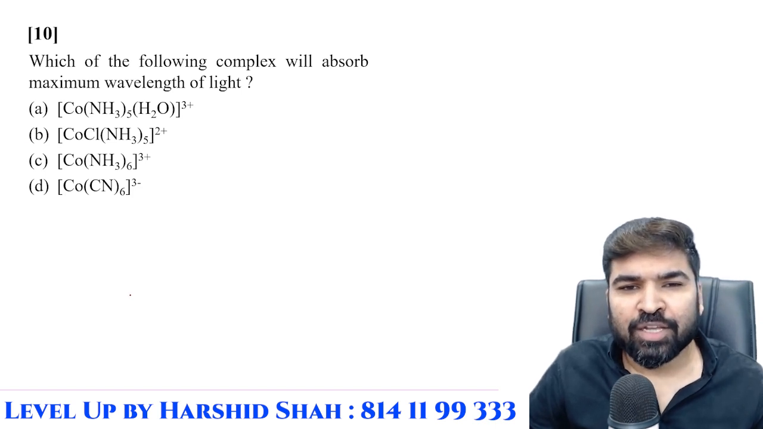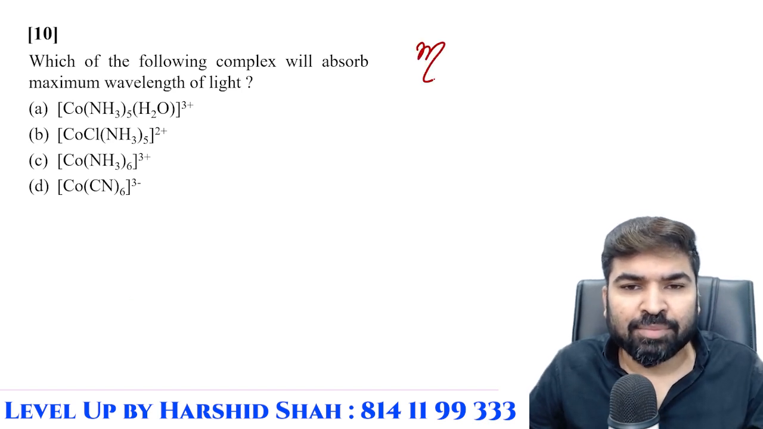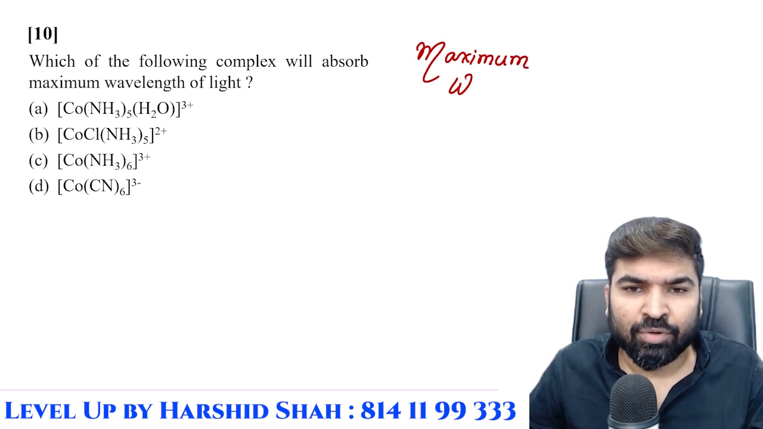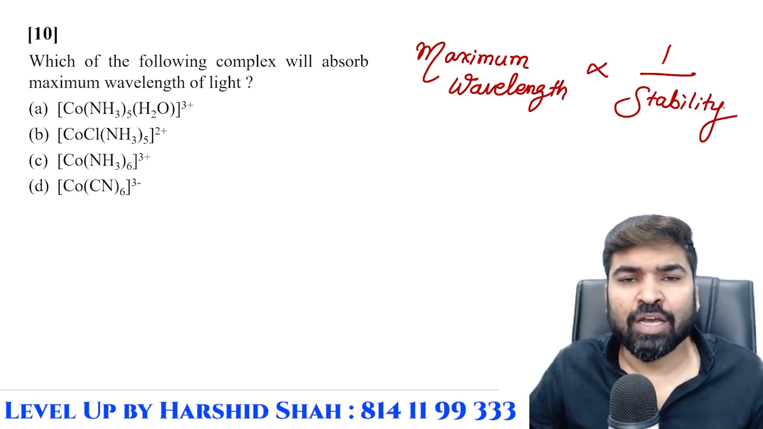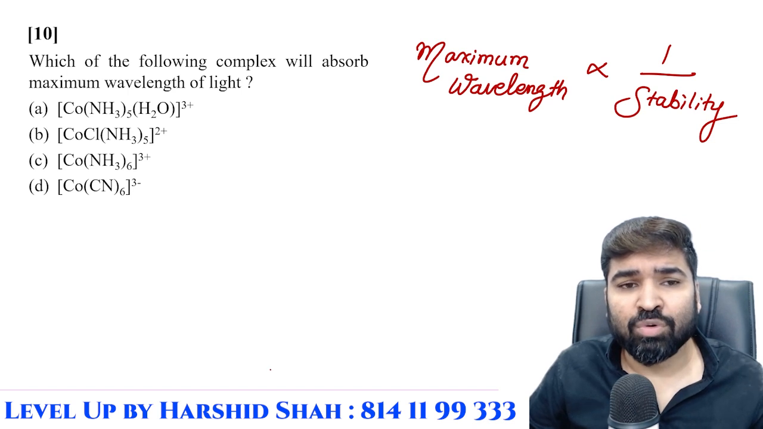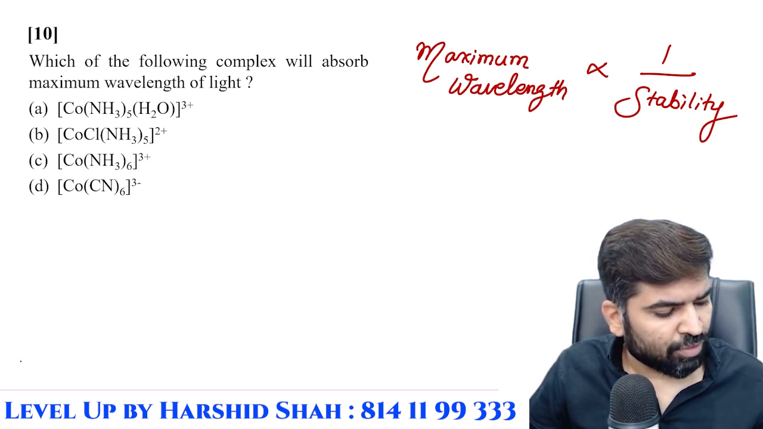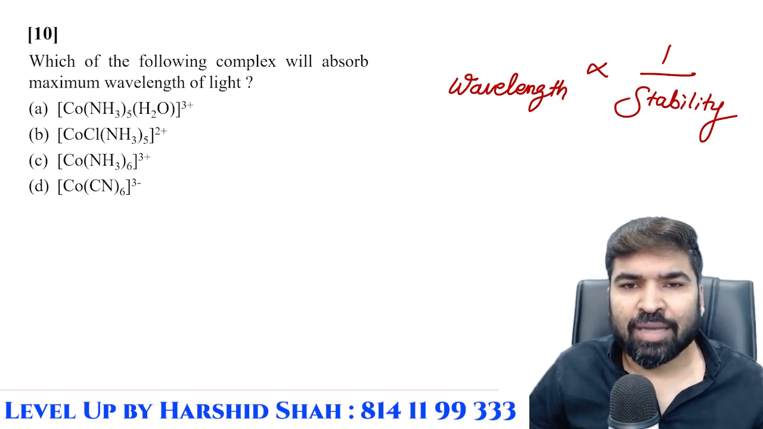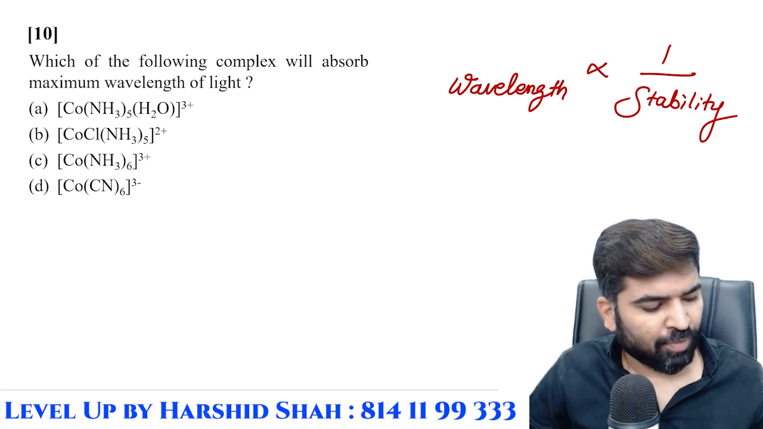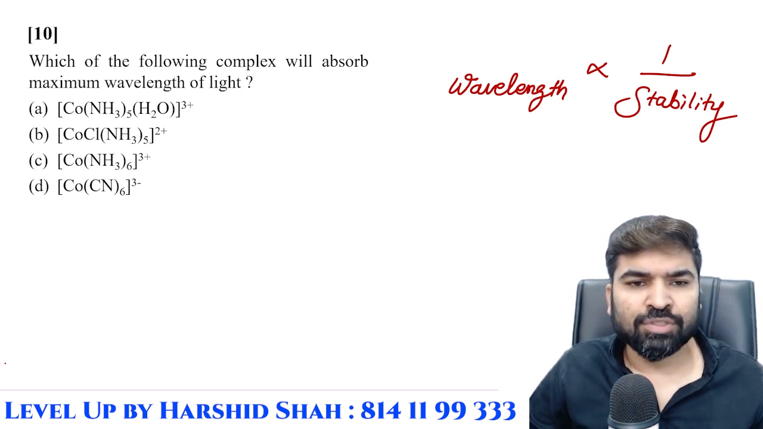Which of the following complexes will absorb maximum wavelength of light? Okay, so maximum wavelength, you have to understand, is proportional to the inverse of stability. Right, that is what you have to understand. If stability is higher, wavelength will be lower. मैंने यहाँ पे maximum नहीं लिखना चाहिए, सिर्फ wavelength हम लोग लिखेंगे, right. So maximum wavelength आपको कैसे मिलेगा? जिसका stability होगा minimum. So यहाँ पे आप देख सकते हैं options आपके पास कौन से हैं.